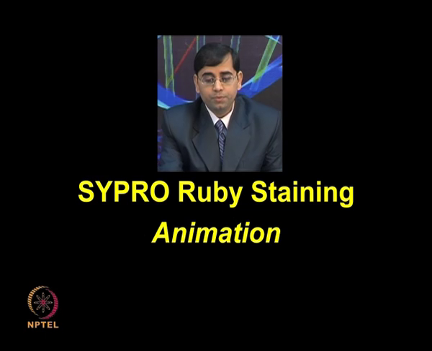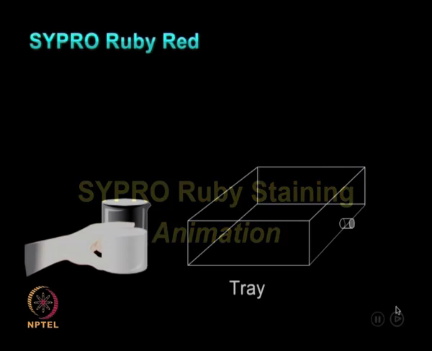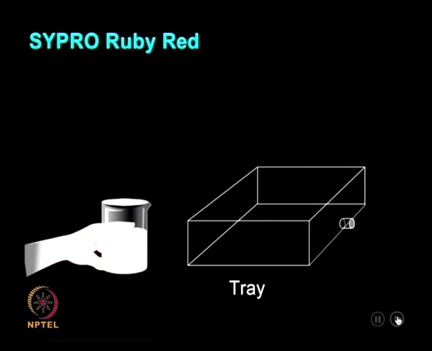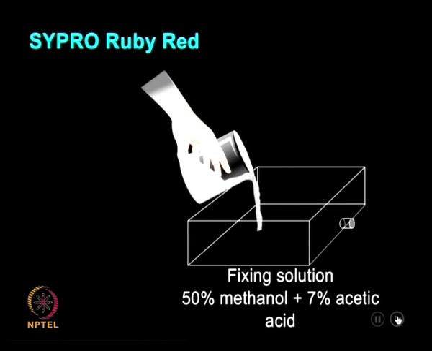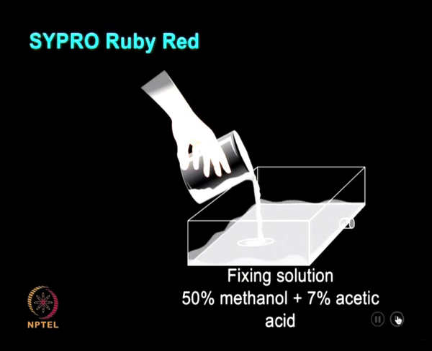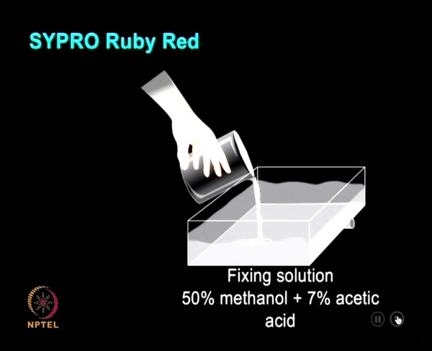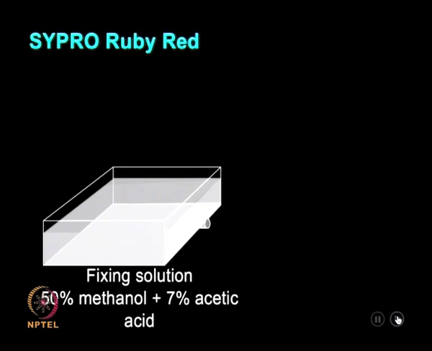Now I will show you the steps involved in performing SYPRO Ruby staining. I will show you one animation. SYPRO Ruby Red. The completed gel is first placed in a fixing solution of methanol and acetic acid that fixes the protein bands in the gel and minimizes any diffusion. This must be subjected to gentle shaking for around half an hour.